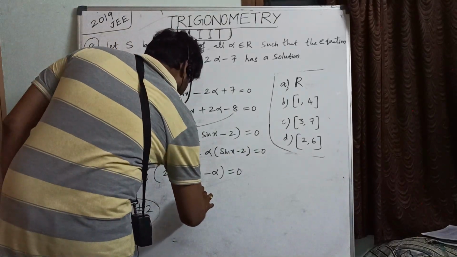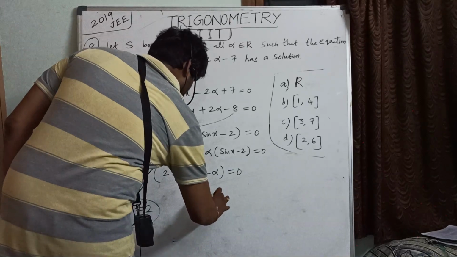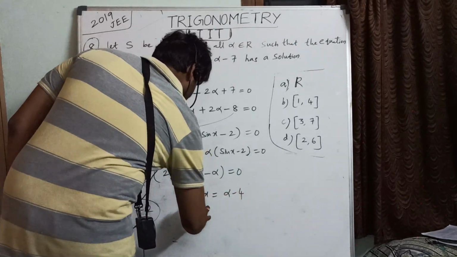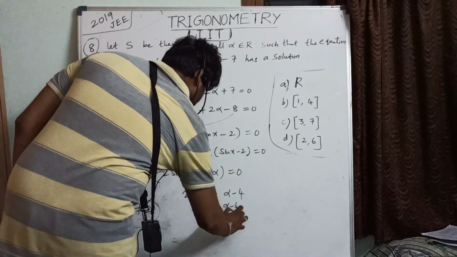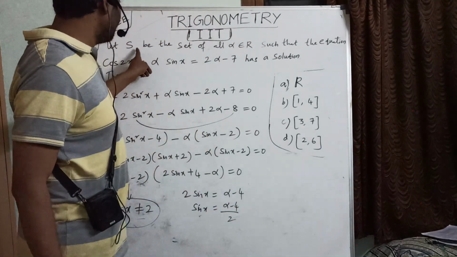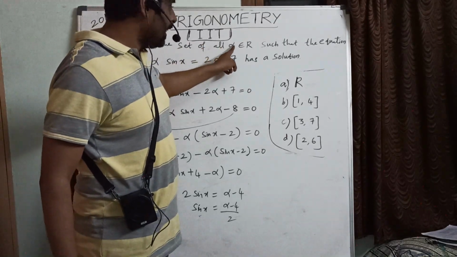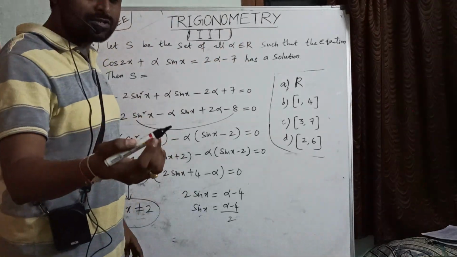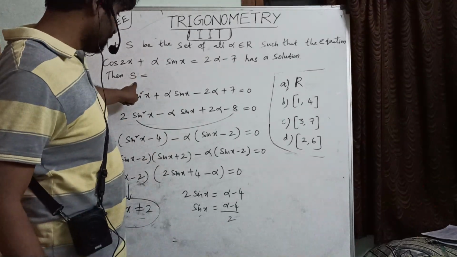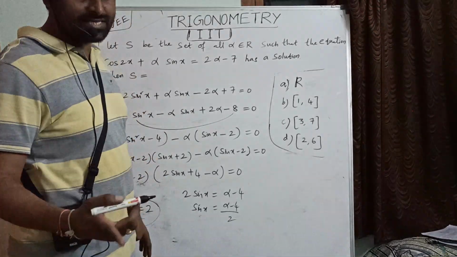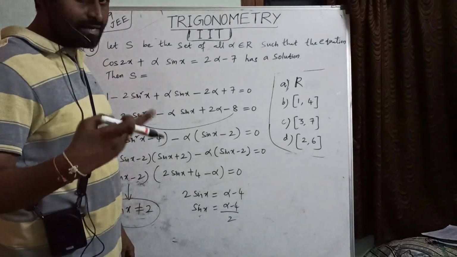So 2 sin x equals to alpha minus 4. Okay, sin x equals to alpha minus 4 by 2. Now what you are going to find out? Set of all alpha belongs to R. What is the possible values we get for alpha? Means that is yes we are finding. Okay, where sin x lies in between? As you know, minus 1 to plus 1.